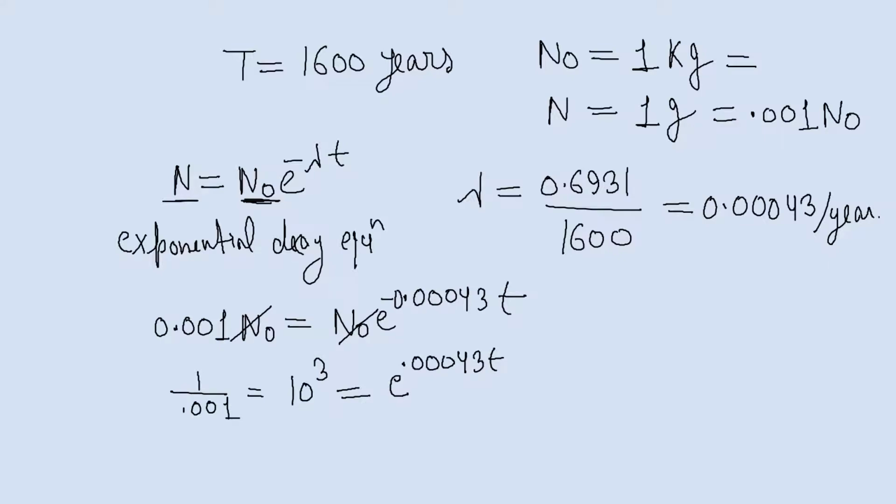So we have put in all the values. Here, e to the power minus. Take the reciprocal of the whole equation. So you will get 1 upon 0.001, which you can write as 10 to the power 3, and this will be equal to e to the power 0.00043 T. Now take log on both sides. You will get log base e of this value. Then convert log base e by multiplying 2.303 into log base 10.